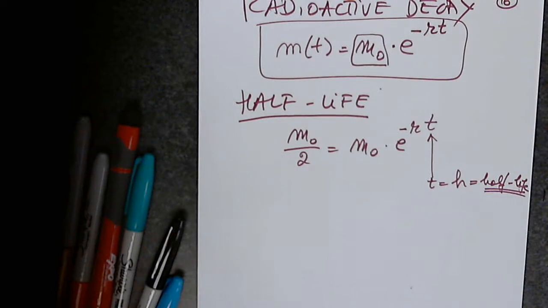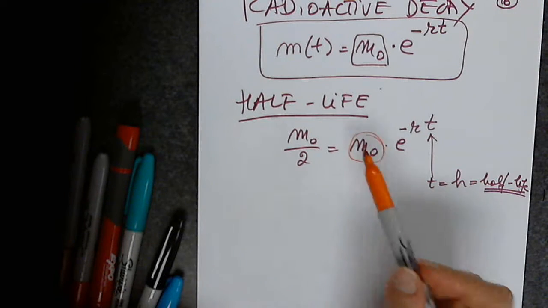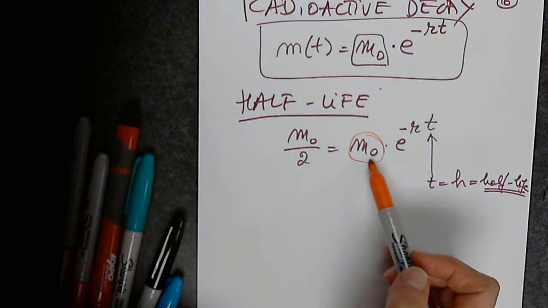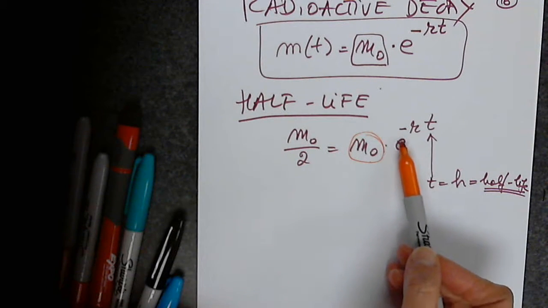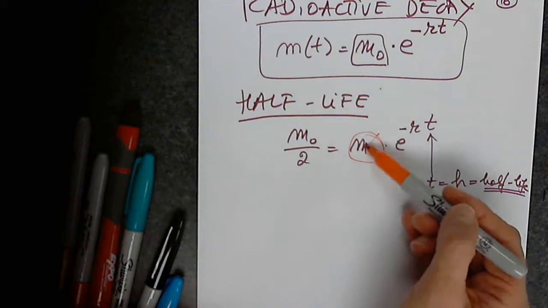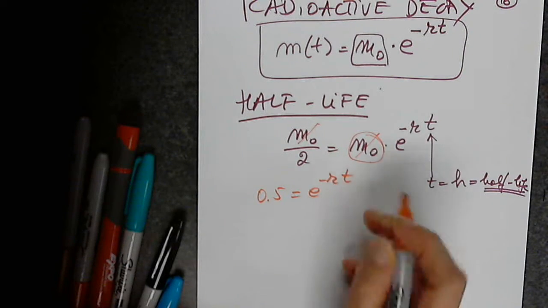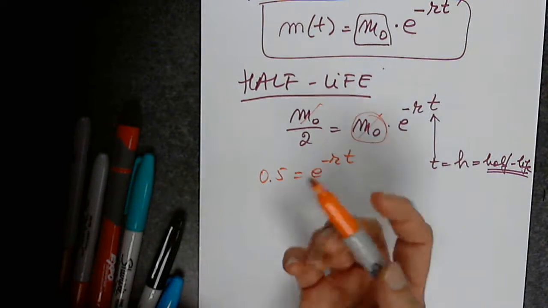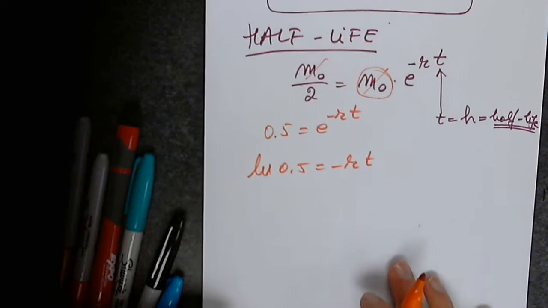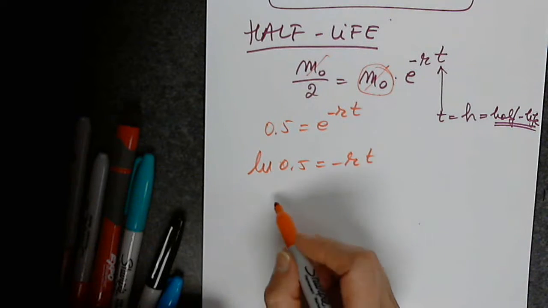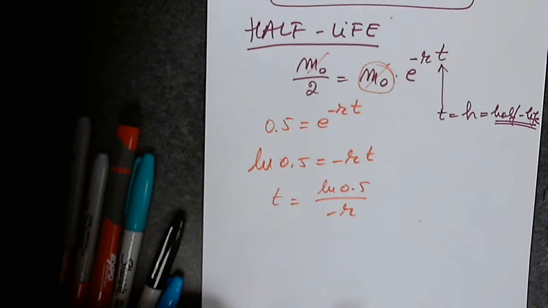Okay, so let's see what happens. Now, instead of doubling, in order to get the initial amount to be half of it, m0 divided by 2 equals m0 e to negative rt. I will divide both sides by m0, of course. I get 0.5 equals e to negative rt. I apply natural log to both sides, and then I get t equals natural log 0.5 divided by negative r.